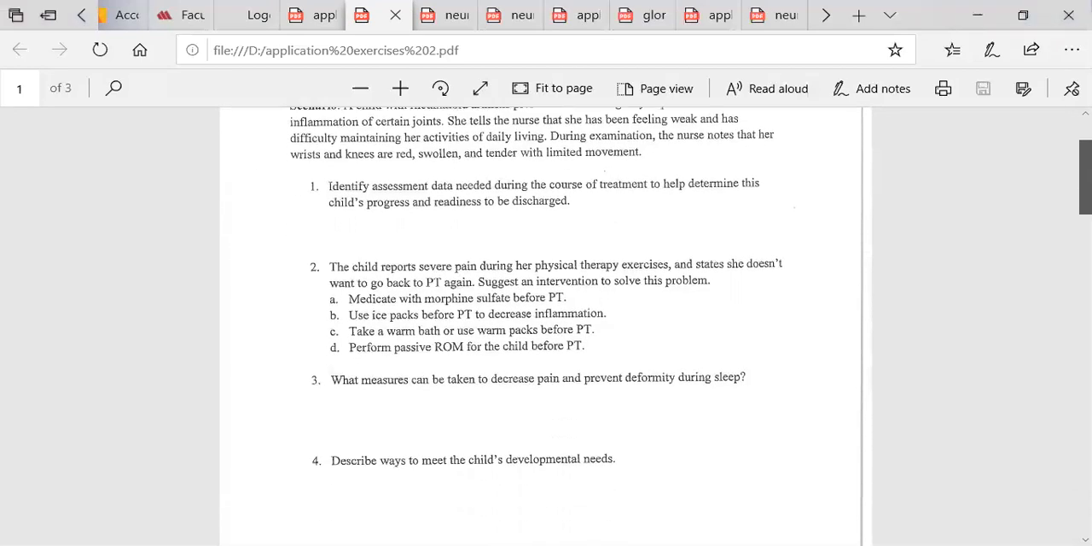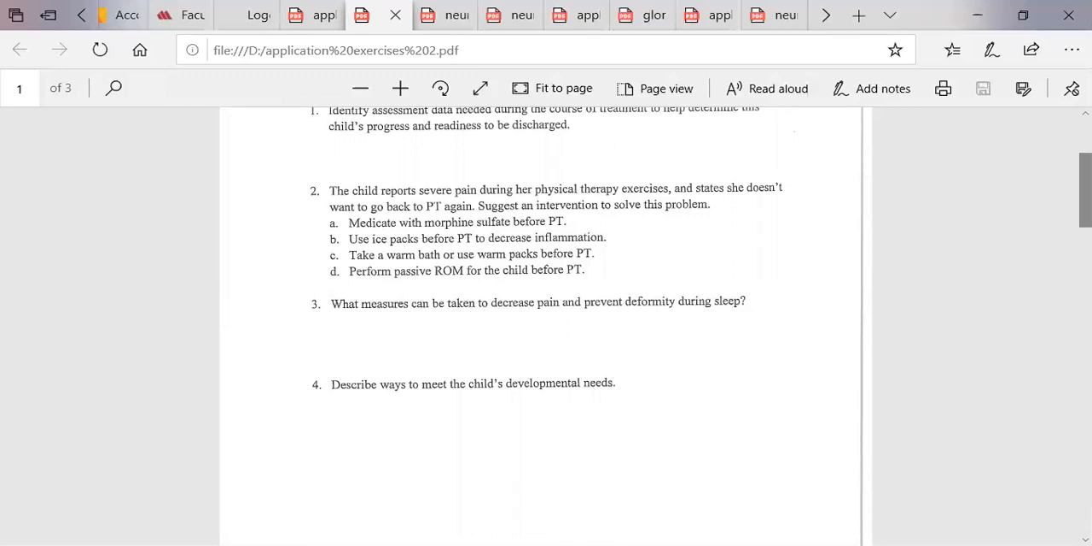All right, what measures can be taken to decrease pain and prevent deformity during sleep? I kind of already said some of these things. Splints on while sleeping, a firm mattress can help, a heated bed, water bed if they can get that, electric blankets, lay flat and alternate with prone, no pillows, joints extended are some of the things that we could do there.